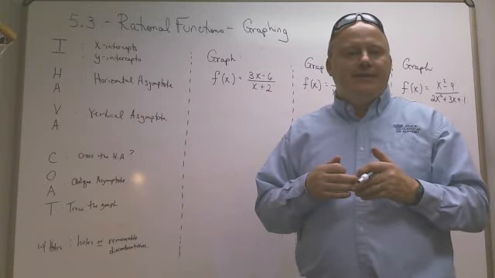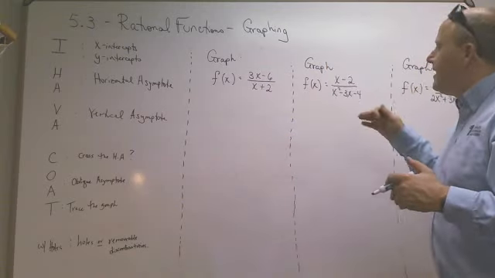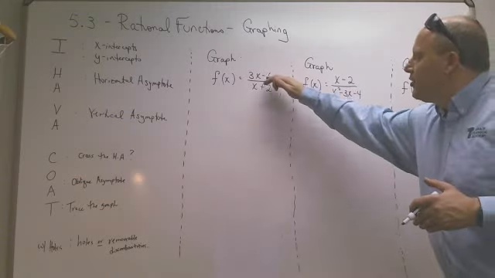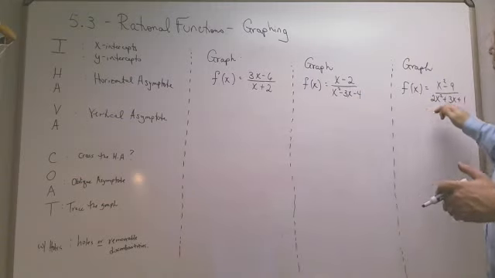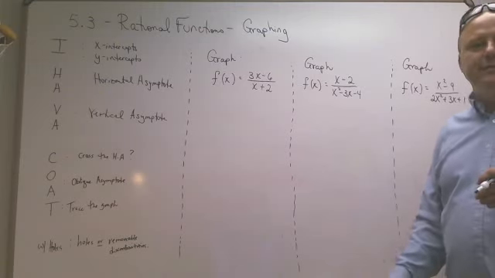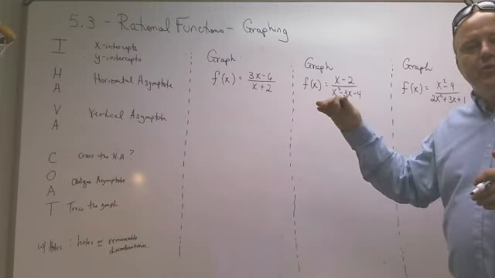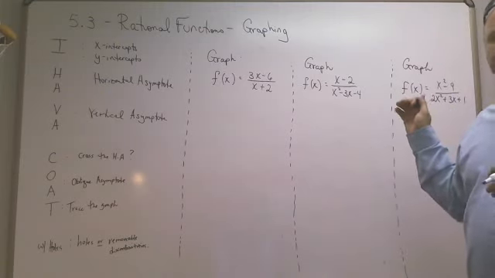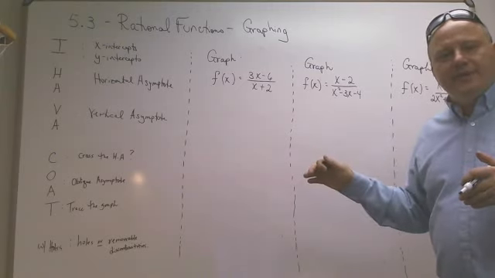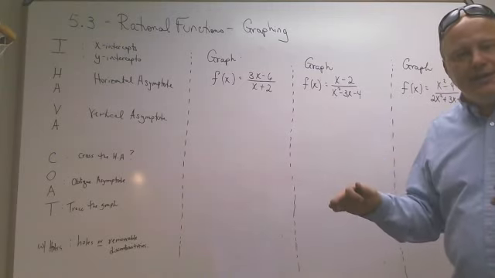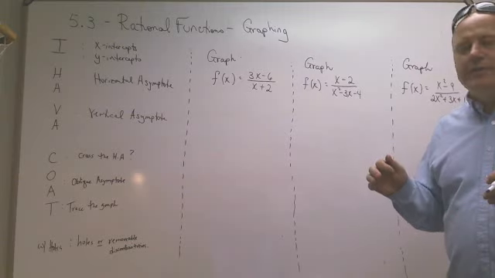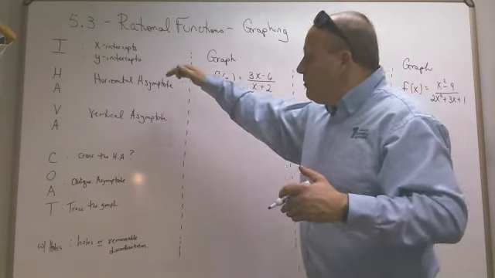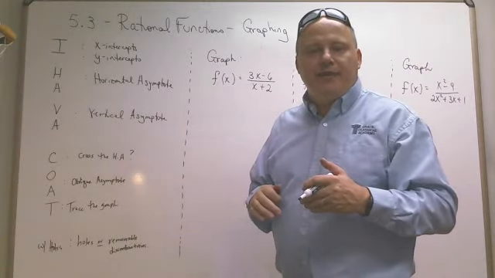So we're graphing these types of functions. If you notice, I've got three examples up here: a linear over linear, a linear over quadratic, and then two quadratics being divided by each other. So there are three different ones, but every one of these graphs has the same routine to follow. And like I said, I created a little mnemonic device to remind us what we have to do.